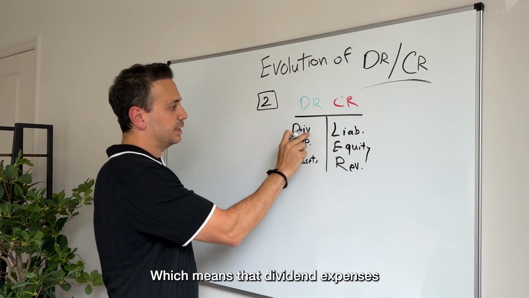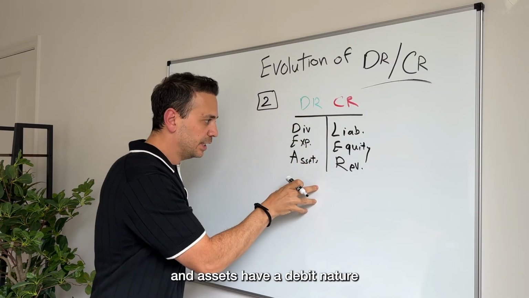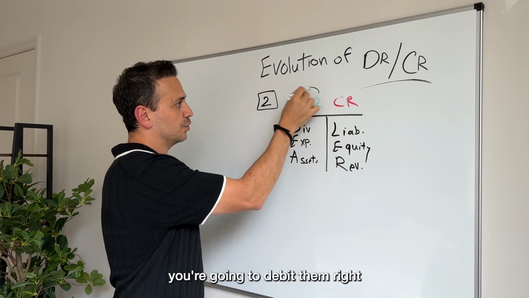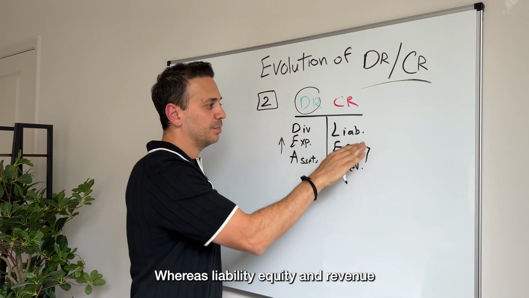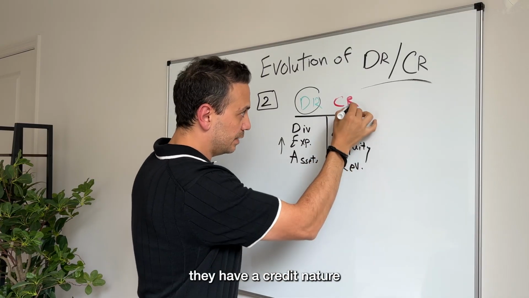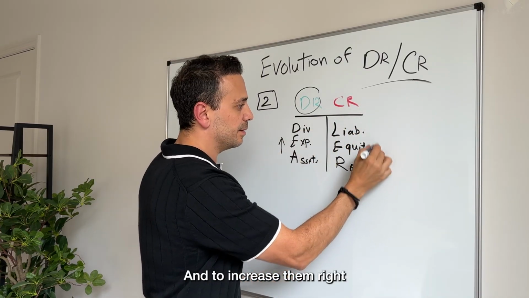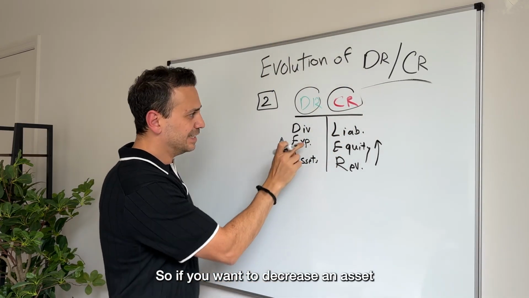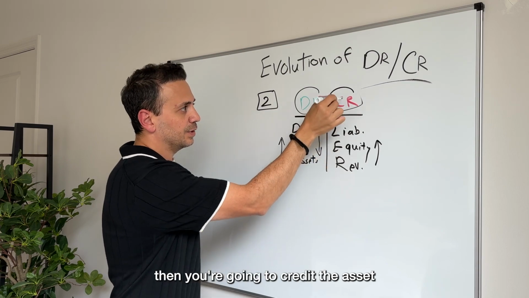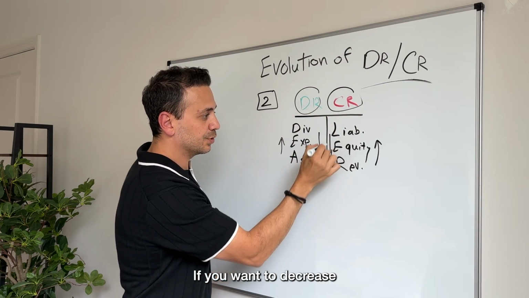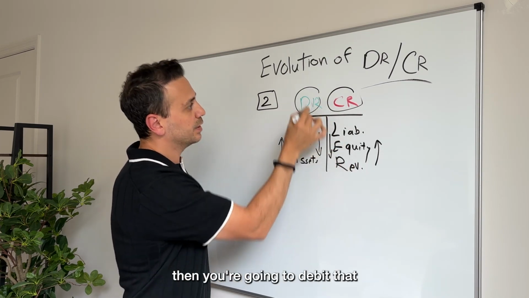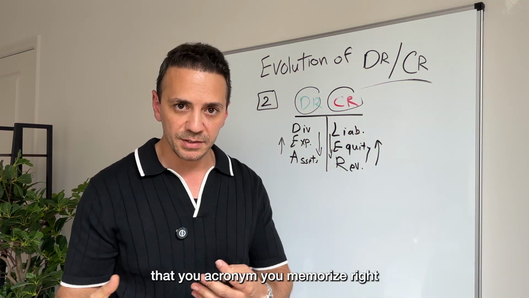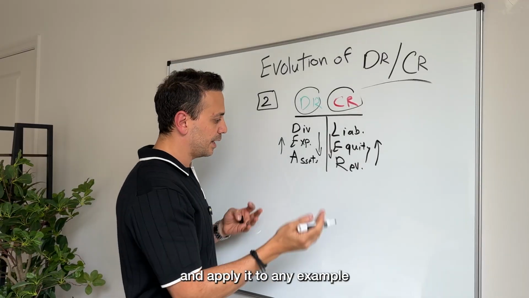Which means that dividend, expenses, and assets have a debit nature. So to increase them, you're going to debit them, right? Whereas liability, equity, and revenue have a credit nature, and to increase them, you go ahead and credit them, right? And vice versa. So if you want to decrease an asset, then you're going to credit the asset. If you want to decrease one of these, liabilities, equity, revenue, then you're going to debit that. So this comes in handy. It's an acronym you memorize, right? And you go ahead and apply it to any example.